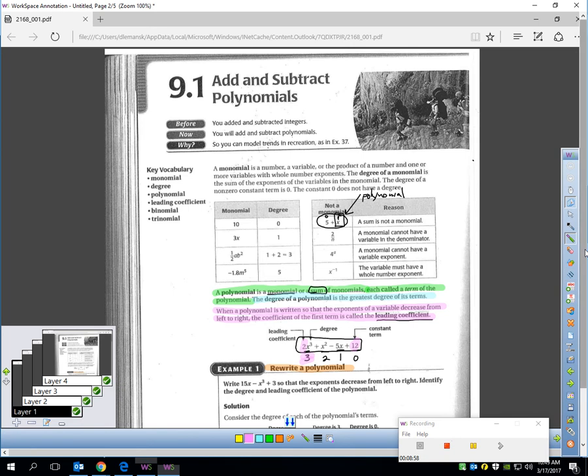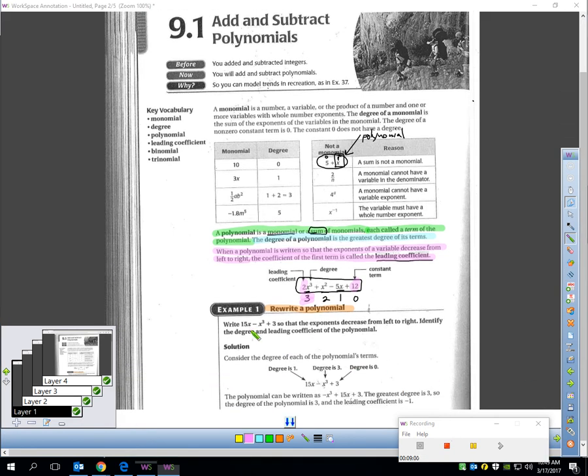Okay? Let's talk about rewriting a polynomial. Write this polynomial so that the exponents decrease from left to right. Identify the degree and the leading coefficient of the polynomial. So let's look at this for a minute. This term has a degree of 1 because 15 has no degree and x has first degree. That combines for 1 degree.